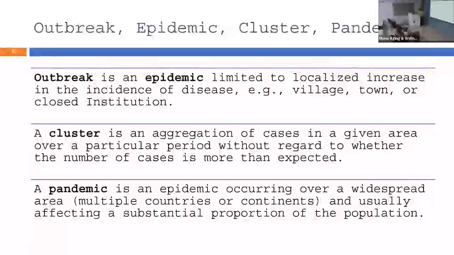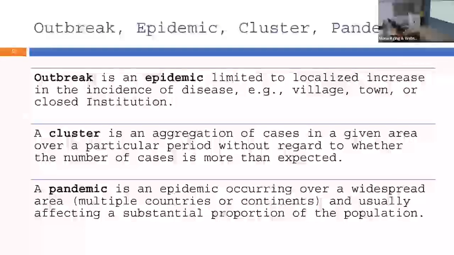All right, so we defined an outbreak or an epidemic, and it's usually limited to a localized area, like a village, a town, an institution. And when we say cluster, it's an aggregation of cases. So several cases in one particular area, doesn't matter what you expect or not. Several cases in one area.